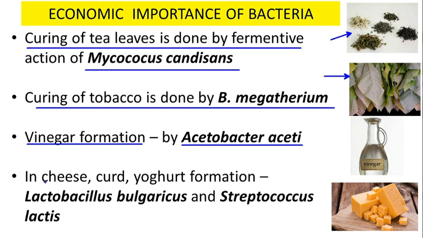Now for making cheese, curd, yogurt, we require bacteria. For example, Lactobacillus bulgaricus, and we also have Streptococcus lactis. These are all bacteria found in cheese.